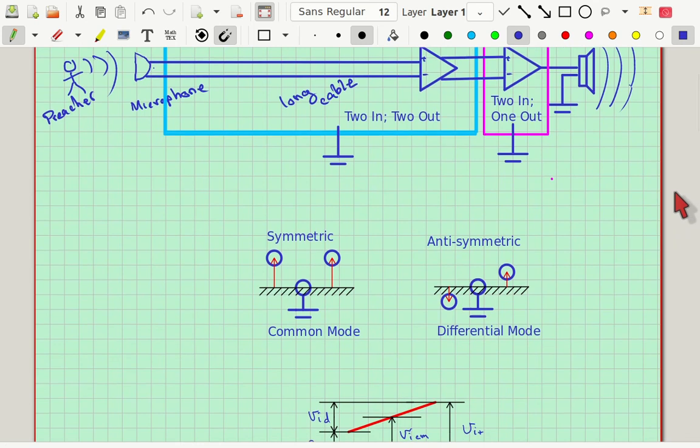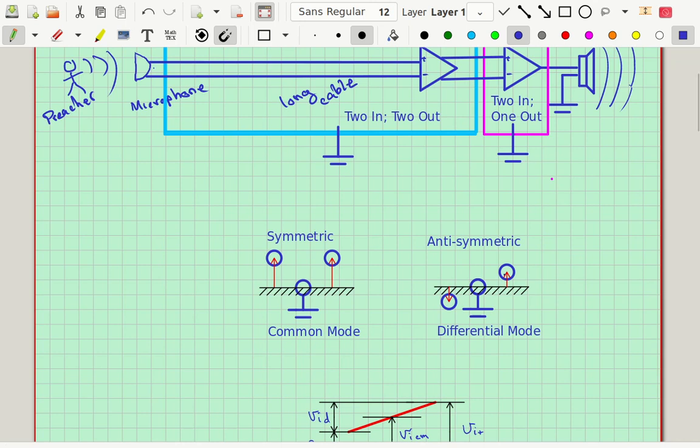The symmetric signal, like you see here on the left, is identical on both sides. In other words, whatever one voltage does, the other voltage does the same. I'm trying to represent voltages by heights. And the anti-symmetric signal has a zero average. You can see that in the middle. And whatever one signal does, the other one does exactly the opposite. So if one goes up, the other one goes down. Let's look at that a little bit more carefully here.